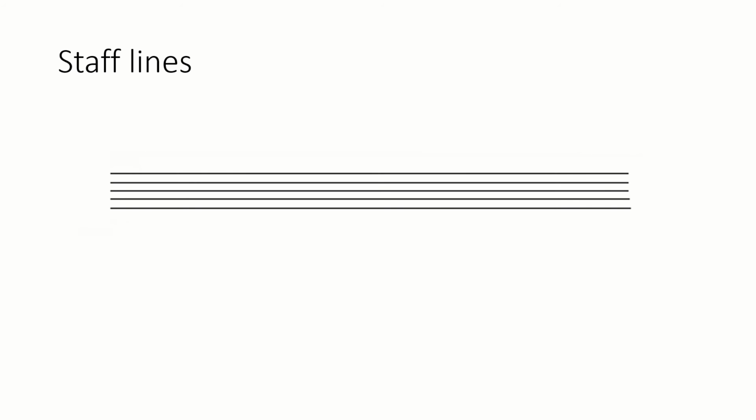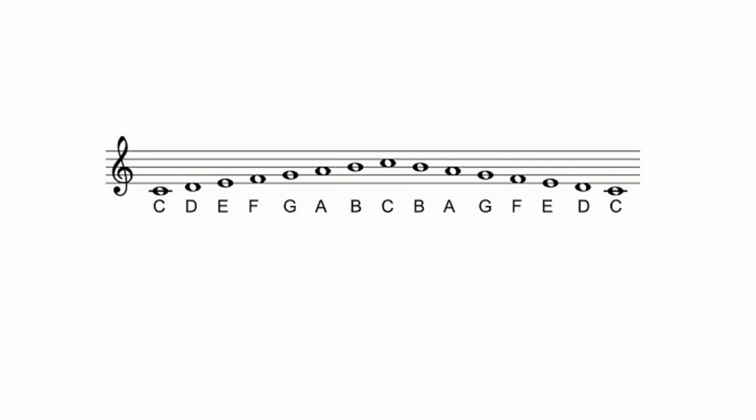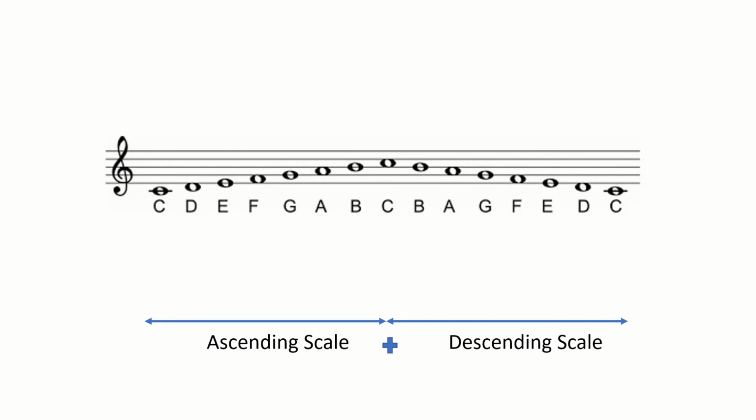That's it for now. So we'll just summarize what we have learned. These are called staff lines, 5 horizontal lines on which the notes are written. These are the basic notes: whole note, half note, quarter note, and eighth note. The notes are labeled based on where the oval part of the note is placed on the staff lines. A scale is an order in which the notes are written on the staff lines. It is a combination of ascending and descending scale.